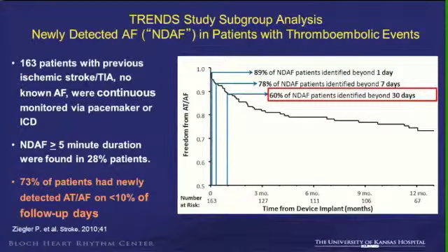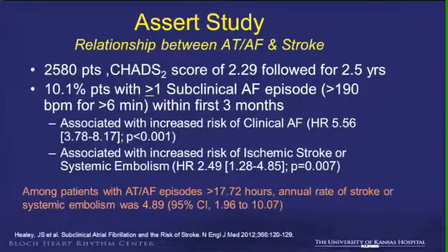This is a subgroup analysis of the TRENDS trial, looking at patients who had already had a stroke and following them post-CVA through their device. What they found is that 28% of patients had newly detected atrial fibrillation lasting more than 5 minutes. And more importantly, the majority of them required more than 30 days to see this newly detected atrial fibrillation. So again, this is telling us that maybe we need to monitor these patients longer in order to get a good handle on whether they're having atrial fibrillation or not.